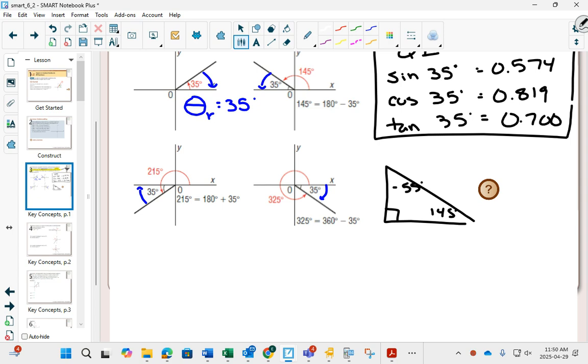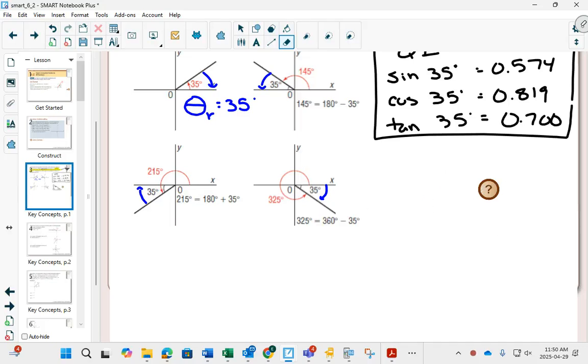No. You can't have a negative. That doesn't make much sense. So we don't have right angle triangles that are bigger than 90 degrees. But what I'm going to do is look at quadrant 2.